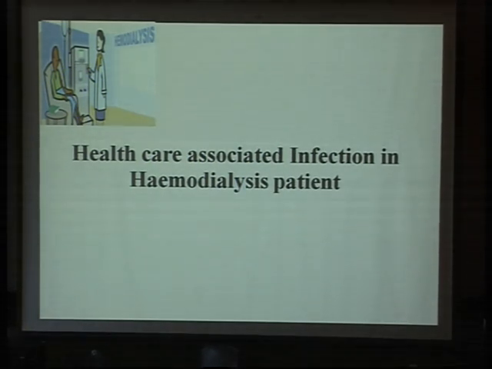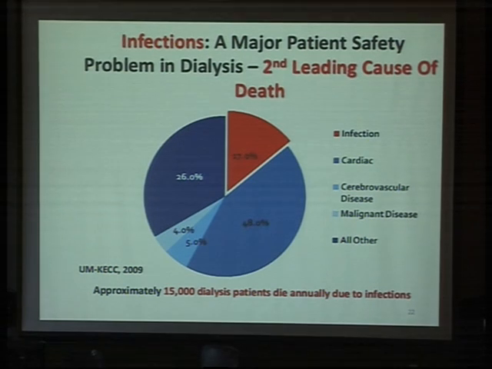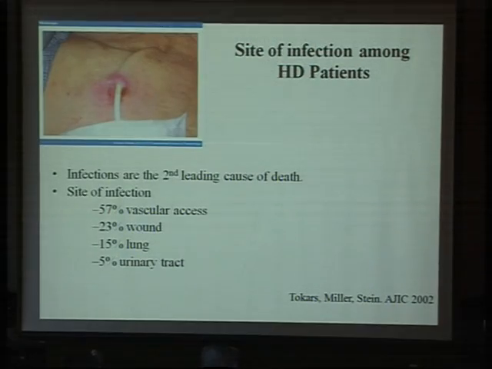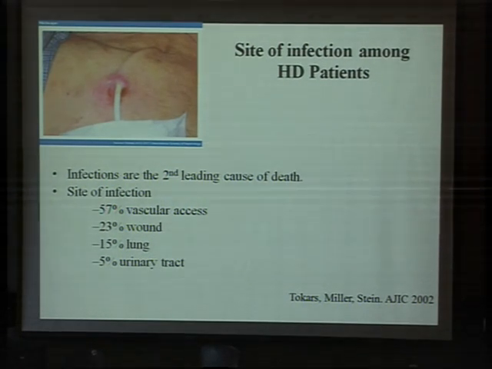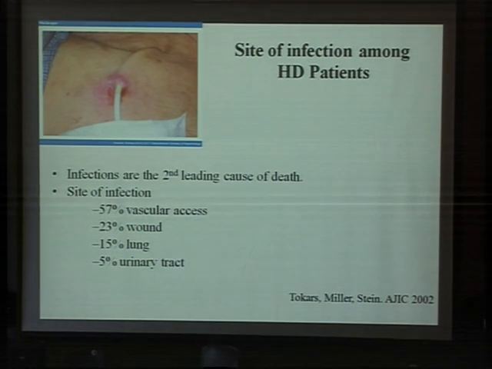What about the hemodialysis patient? As mentioned before, infection is the second cause of death. It was reported in 2009 and still is up to this point, after cardiac problems. The most common site of infection is the vascular access, followed by wound, and then lung, and so on.